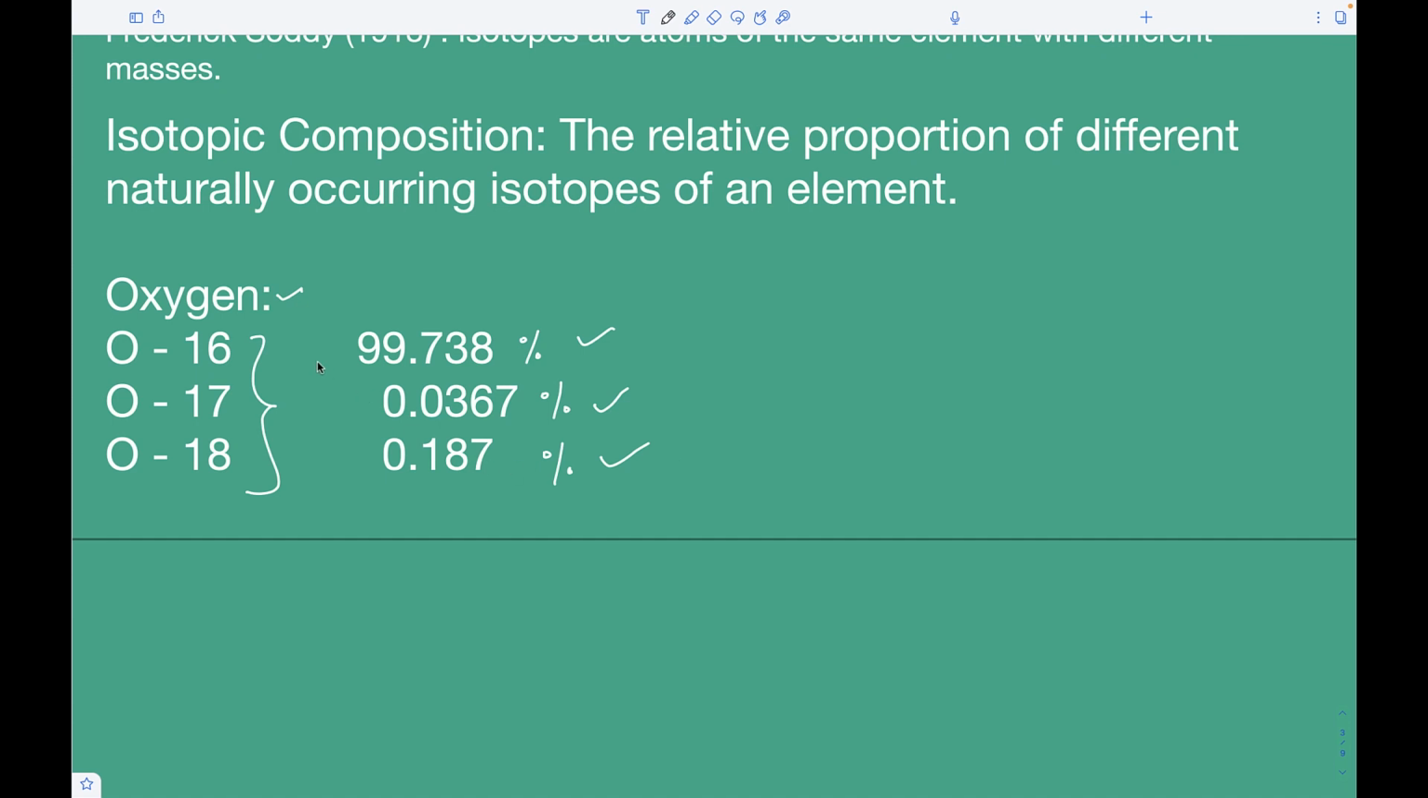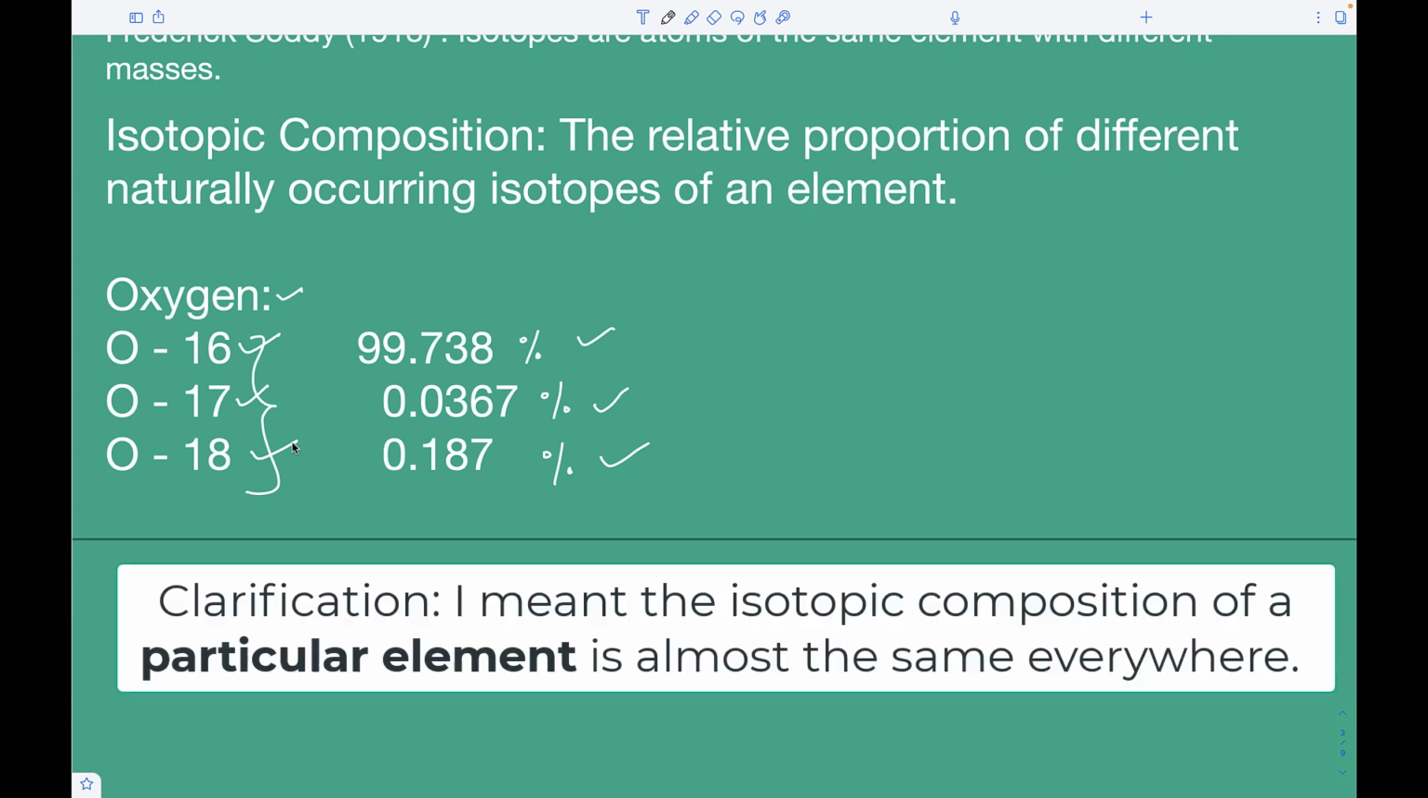That is, for every 100 oxygen atoms in that sample, 99.738 of them are of this isotope, 0.0367 are of this isotope, 0.187 are of this isotope. And the interesting thing with isotopic composition is it is pretty much the same everywhere in the world.